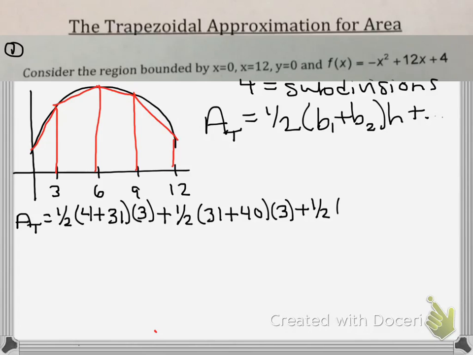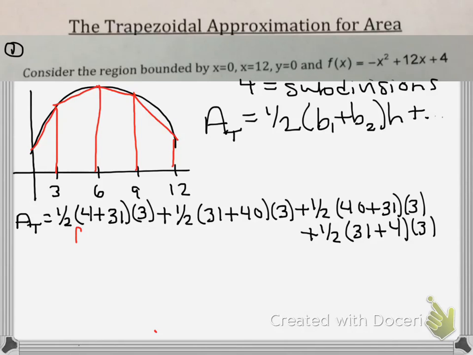Go again for trapezoid number 3: 40, 31, 3, and I'll have to write our 4th trapezoid down here: 31, 4, and again our height of 3. Just to remind you where everything was coming from, this was f of 0 plus f of 3. That's how we got base 1 and base 2.